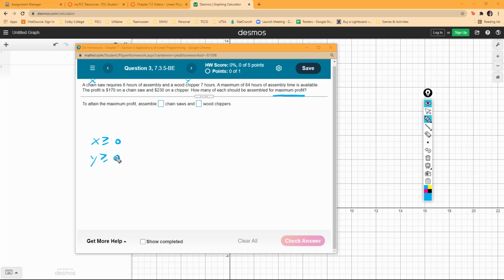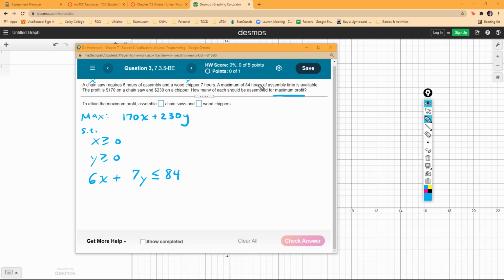And then our other constraint here is that it's 6 hours per chainsaw plus 7 hours for the wood chipper, and it says a maximum of 84 hours. So a maximum is the highest that you can go. And then what we want to do is maximize. So this is subject to our constraints. We want to actually maximize our profit, 170x plus 230y for the chipper.